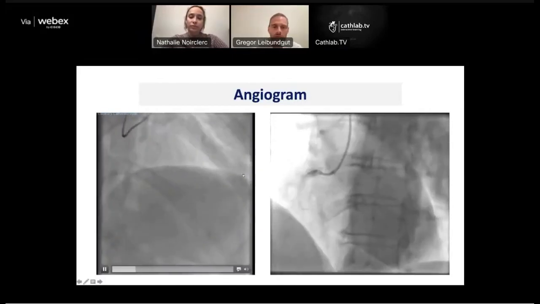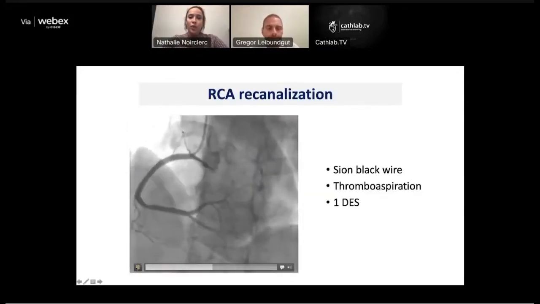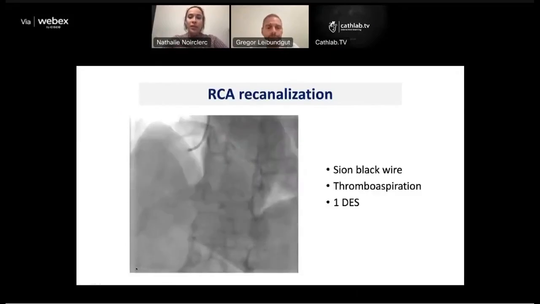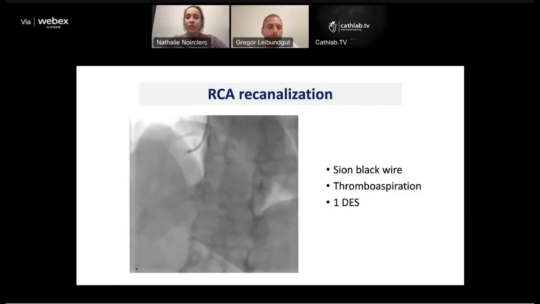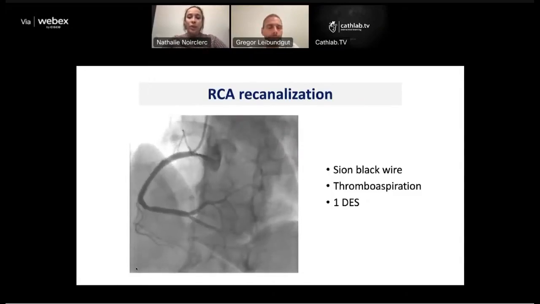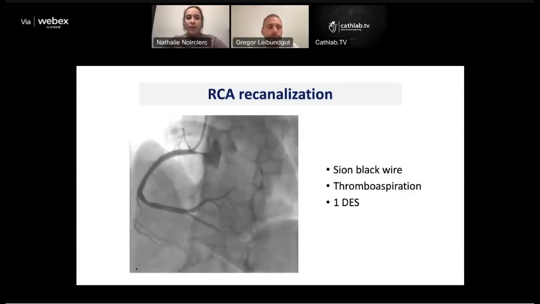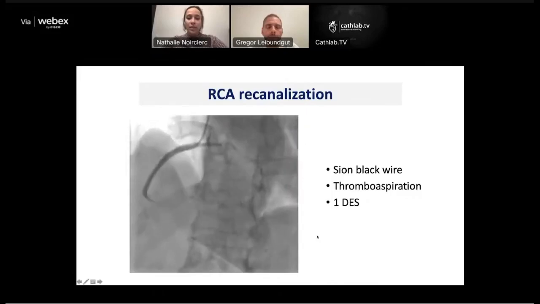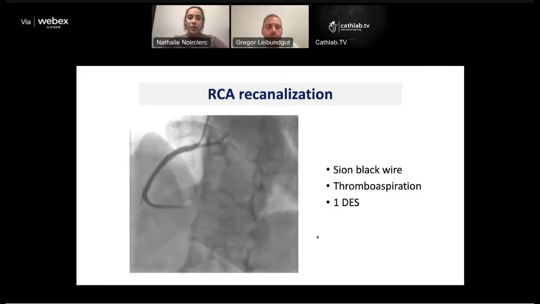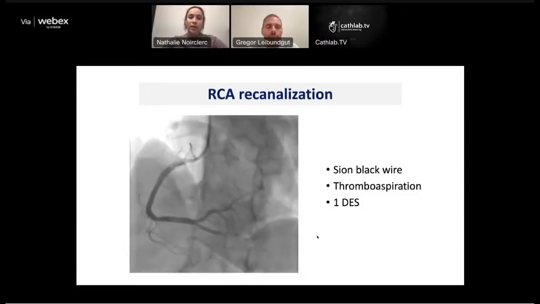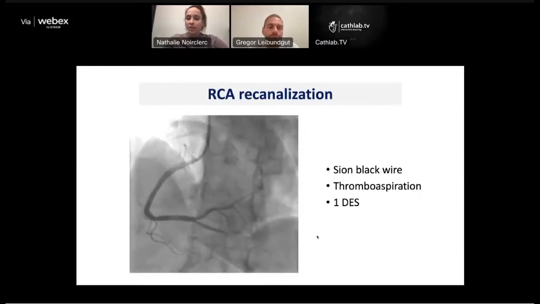I have a little bit of difficulty moving. For the crossing of the lesion, he used the Cyan black, a polymeric jacket wire. He performed thromboaspiration and stented with one drug-eluting stent. And in the result, you can see that there is a distal embolization in the PDA. So he decided to perform thromboaspiration in this branch, which we can discuss.